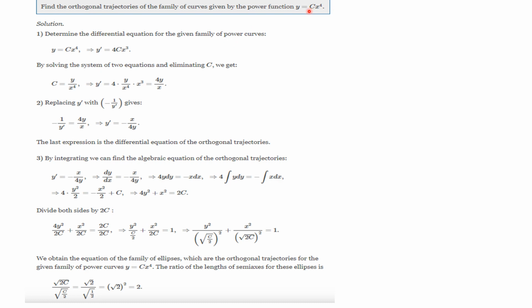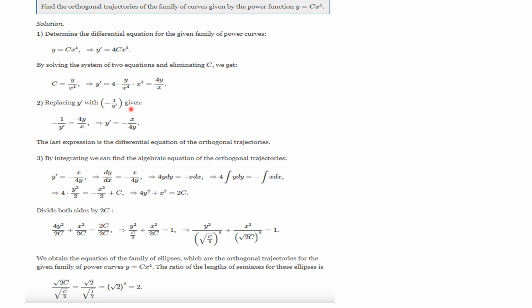But now we have this equation and the derivative equation, which means that C is y over x to the fourth, and so that means that we can eliminate the c. Again, that is crucial, and we write my differential equation this way, and after simplifying I have y prime is equal to 4y over x.